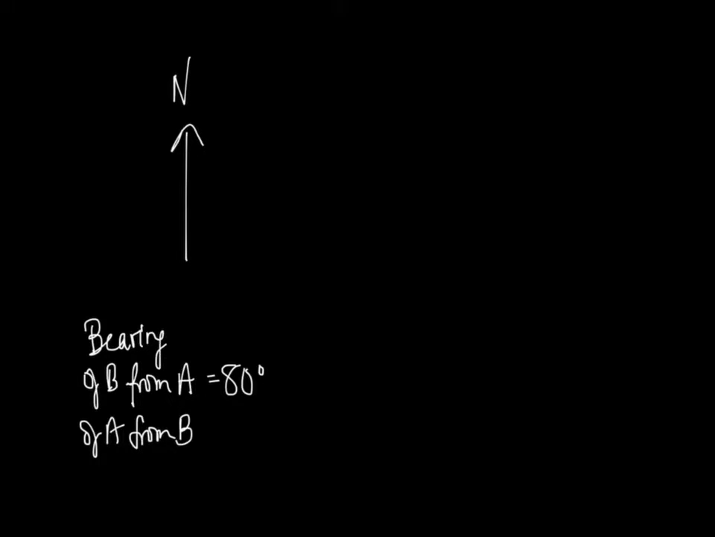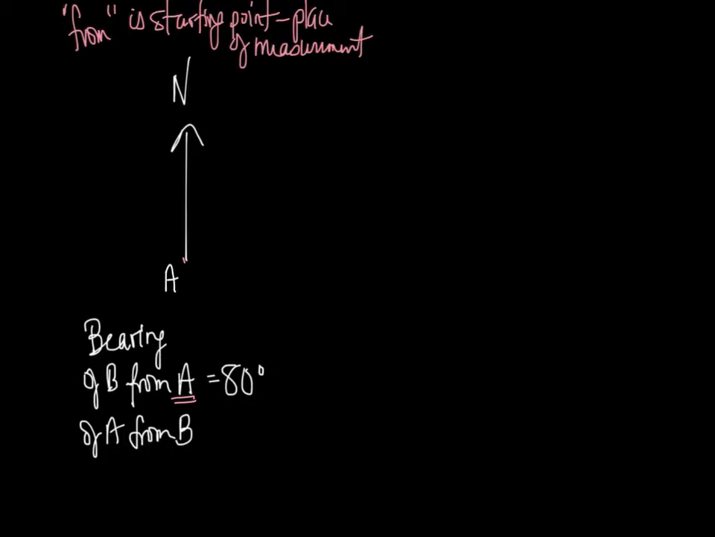Here's a review of the bearings pieces you need to grapple with and make sense of. Let's start really straightforward. If you have a bearing of 80 degrees of B from A, that means A is your starting point. That's the starting point, the place of measurement where we're actually going to measure that 80 degrees.